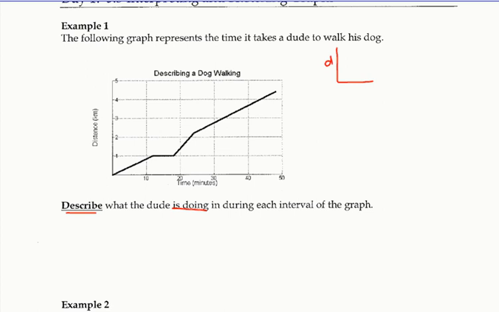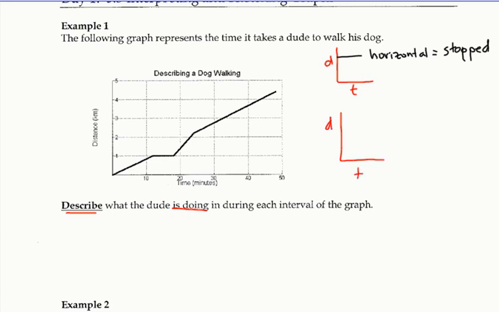Let's talk about a couple things first. On a distance time graph, if we have a horizontal line, what does that mean? The distance stays the same the whole time. So if your distance is not changing, what does that mean? You are not moving. You are stopped. You are motionless. Okay? Stopped.